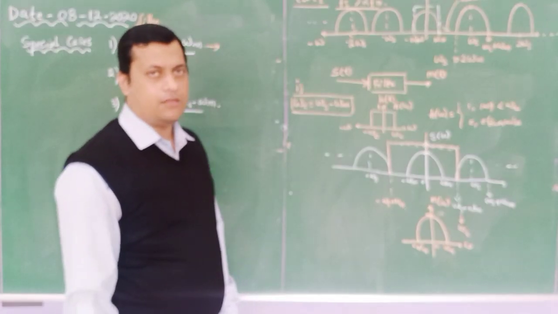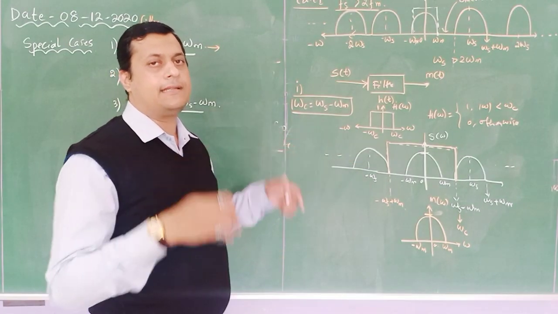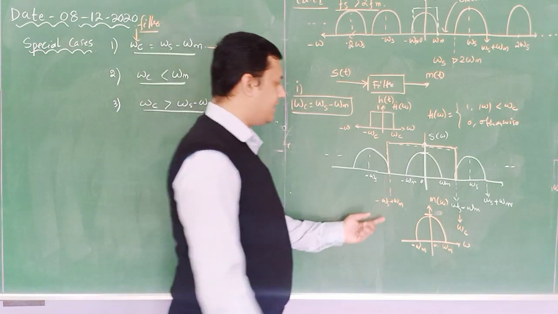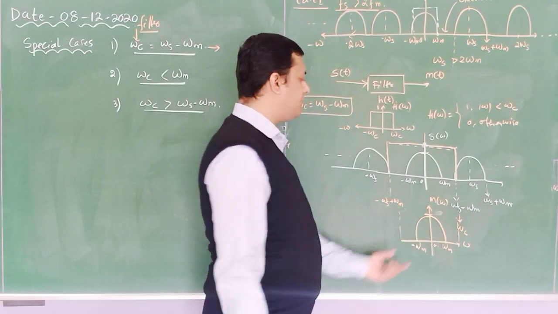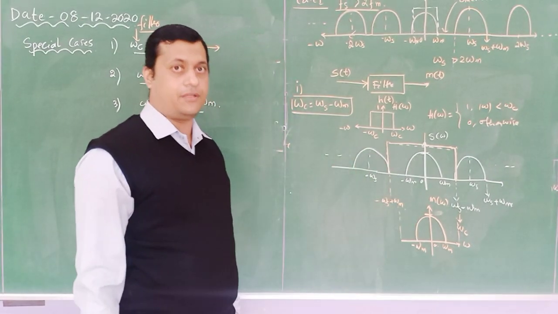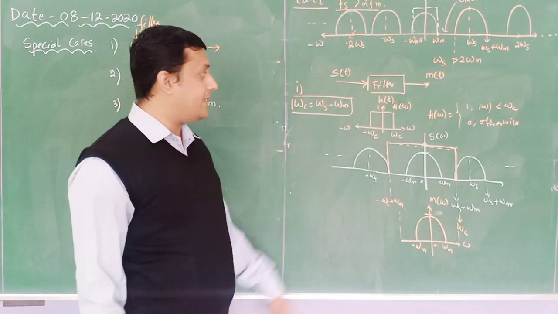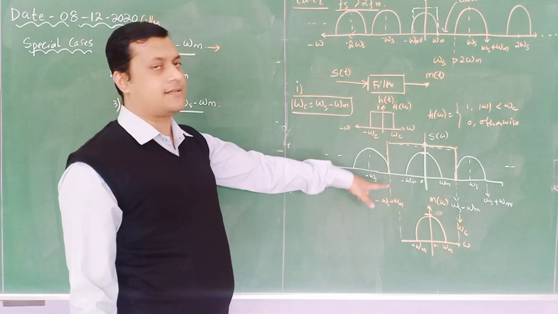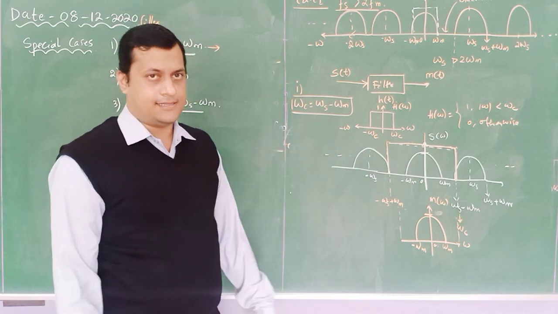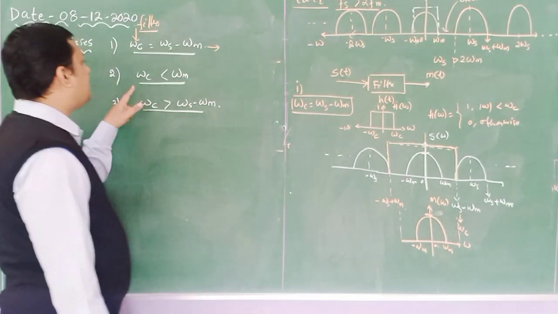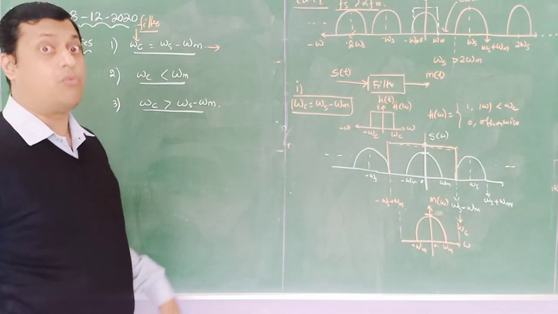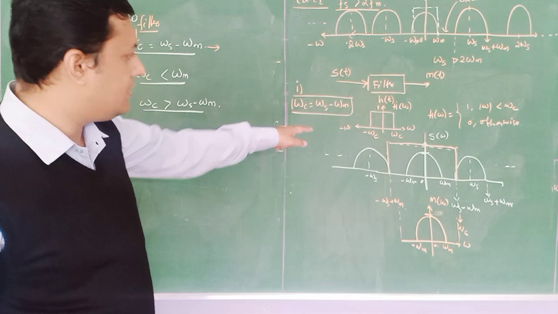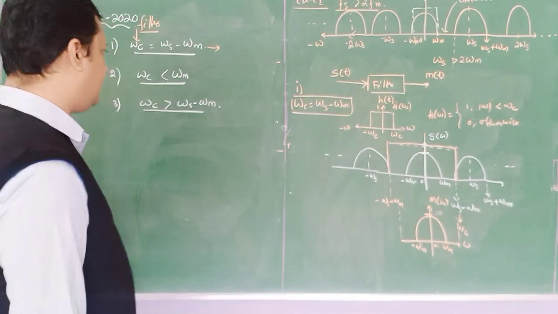But the thing is what? Up to how much bandwidth it is considering. So it is considering up to this much. The guard band is there, and my information is also recovered without any losses. So that means in this case we can extract our modulating signal. Next we will see if my omega c is less than omega m, what happens. So this is the first special case.